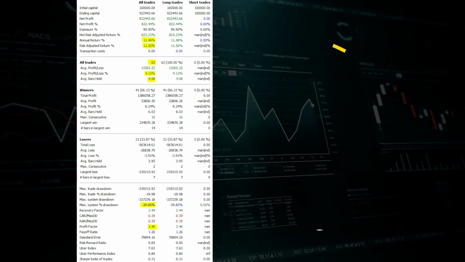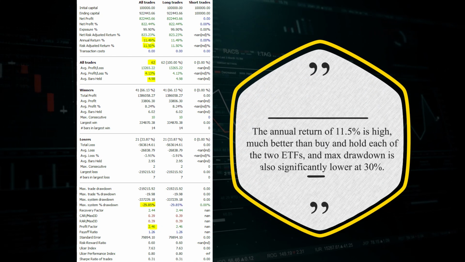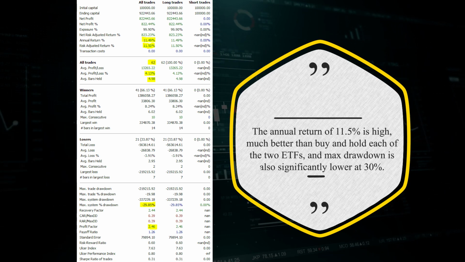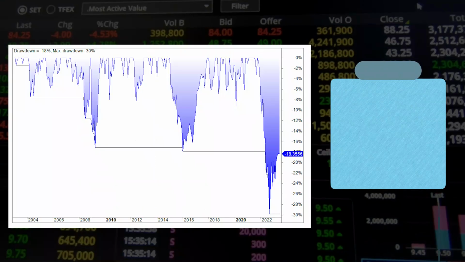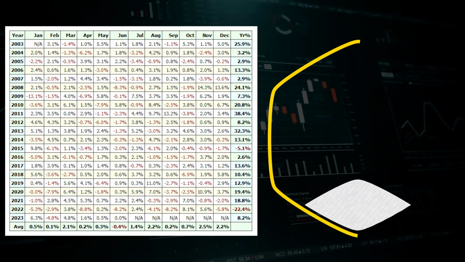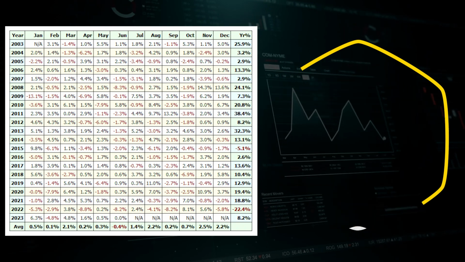The equity curve shows that $100,000 invested in 2003 is worth $920,000 today, but performance has been weak after 2020. The annual return of 11.5% is high, much better than buy and hold of each of the 2 ETFs, and max drawdown is also significantly lower at 30%. The worst drawdown happened in 2022 when both stocks and bonds suffered a major bear market, something that's not happened often in the past. Before that, drawdowns were moderate and short in duration. There are only 2 losing years, 2015 and 2022, but the majority of the years had double-digit growth.